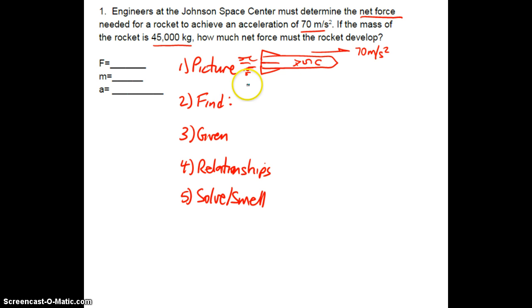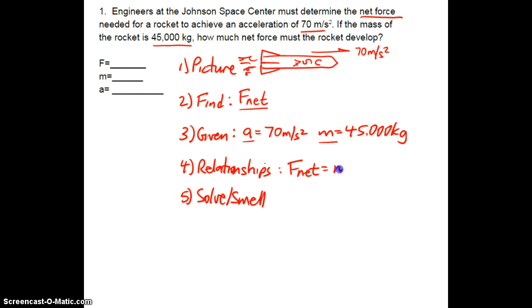Okay. What are we trying to find? We're trying to find our net force, and we're given that the acceleration required is 70 meters per second squared, and we also know that the mass of the rocket is 45,000 kilograms. Relationships. Do we have an equation that relates F net, and those things that were given, acceleration and mass? Yes, we do. In this case, we know that net force is equal to mass times acceleration. Let's go ahead and solve that.